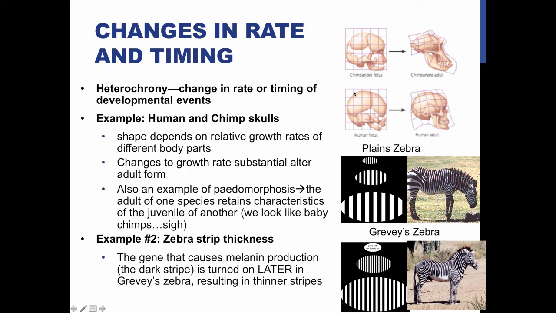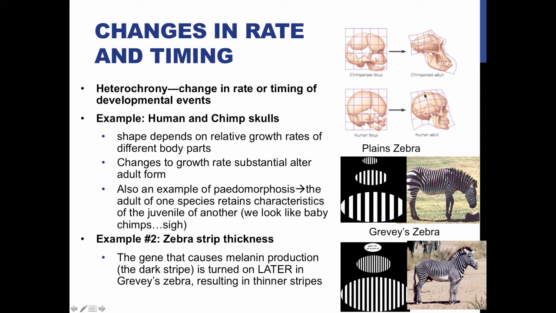This is a human and a chimp skull. You can see here is a chimp skull and a human skull at the fetal level, and they look quite similar, strikingly similar. We alter the growth rates of certain parts of the skull. So we change when these genes are turned on and off, and we get a substantially different result.